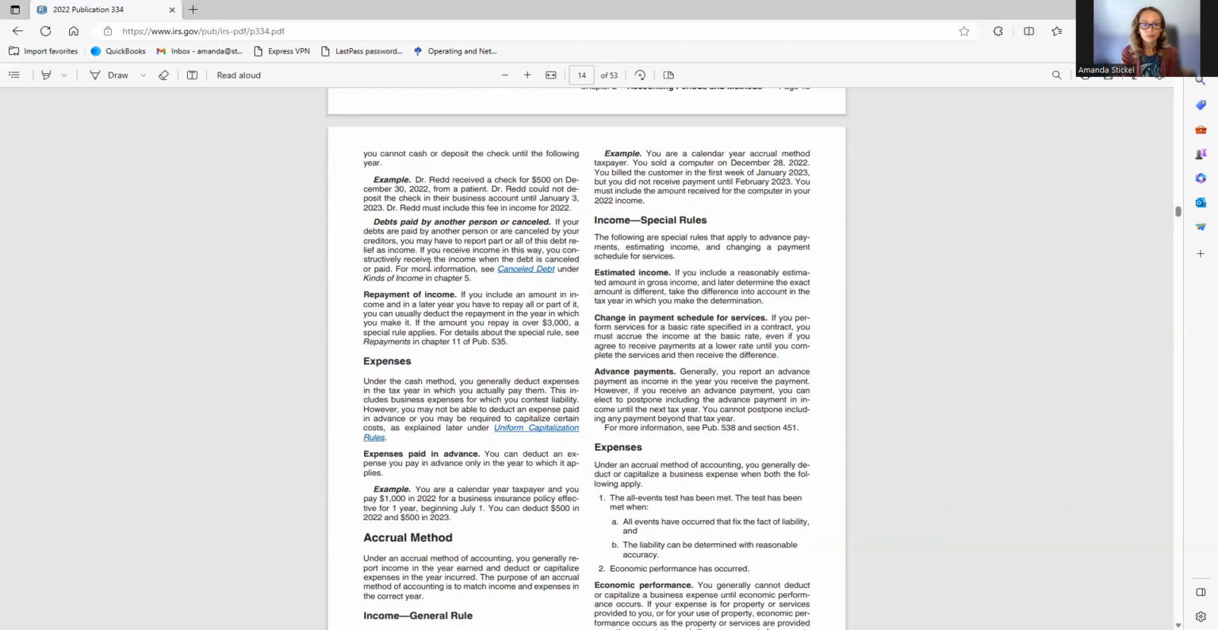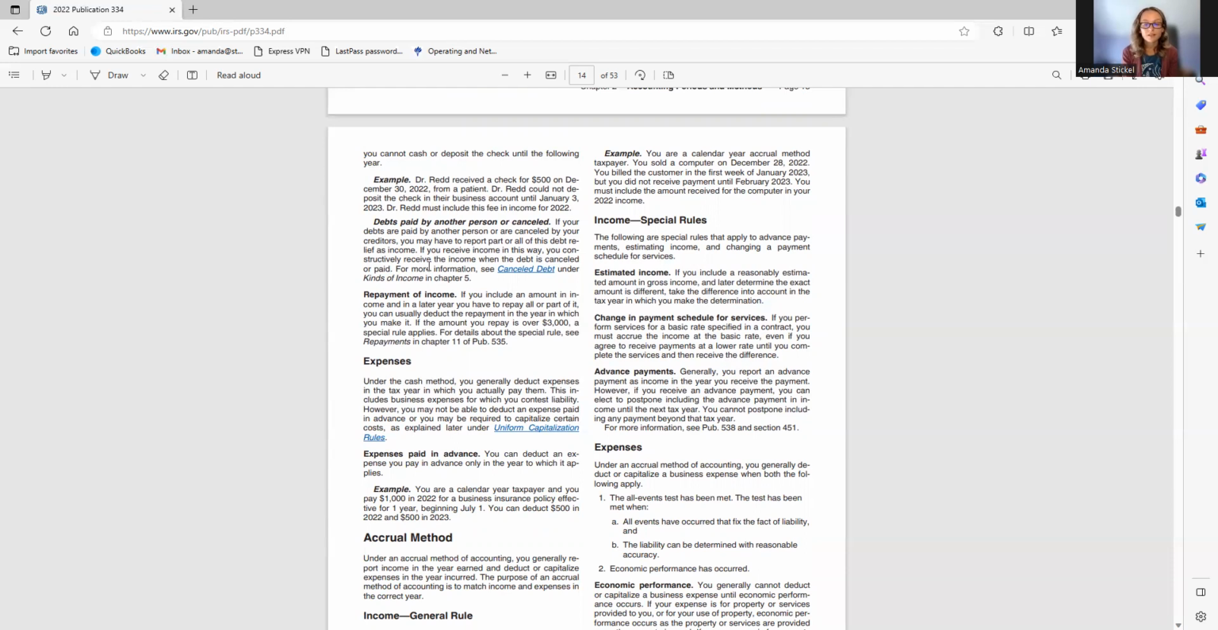Debts paid by another person or canceled. If your debts are paid by another person or are canceled by your creditors, you may have to report part or all of this debt relief as income. If you receive income in this way, you constructively receive the income when the debt is canceled or paid.